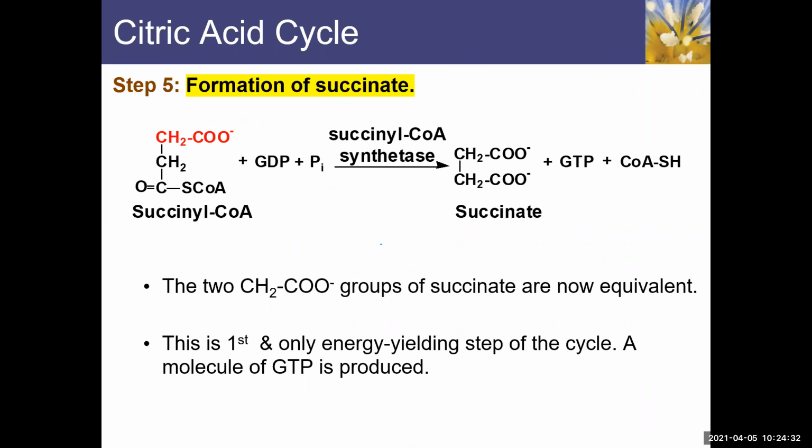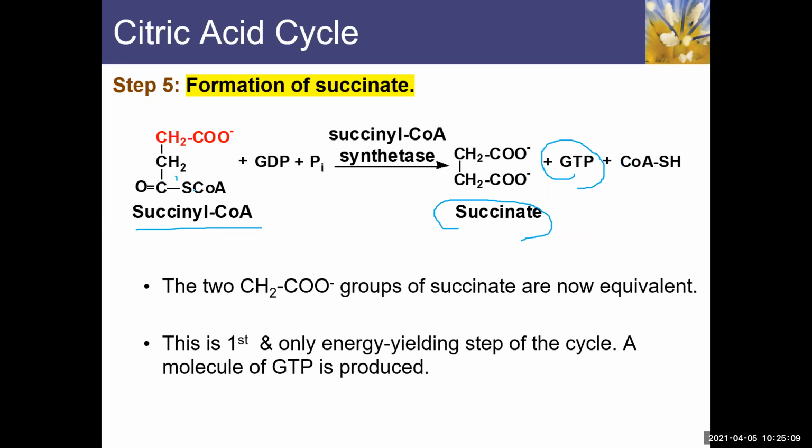In step 5, what is going to happen? We had the succinyl-CoA, right? What will happen to succinyl-CoA? In presence of succinyl-CoA synthetase, we have the succinate which is produced over here, and at the same time the GTP is produced over here, right? And if you see here, the coenzyme A was cleaved from here.